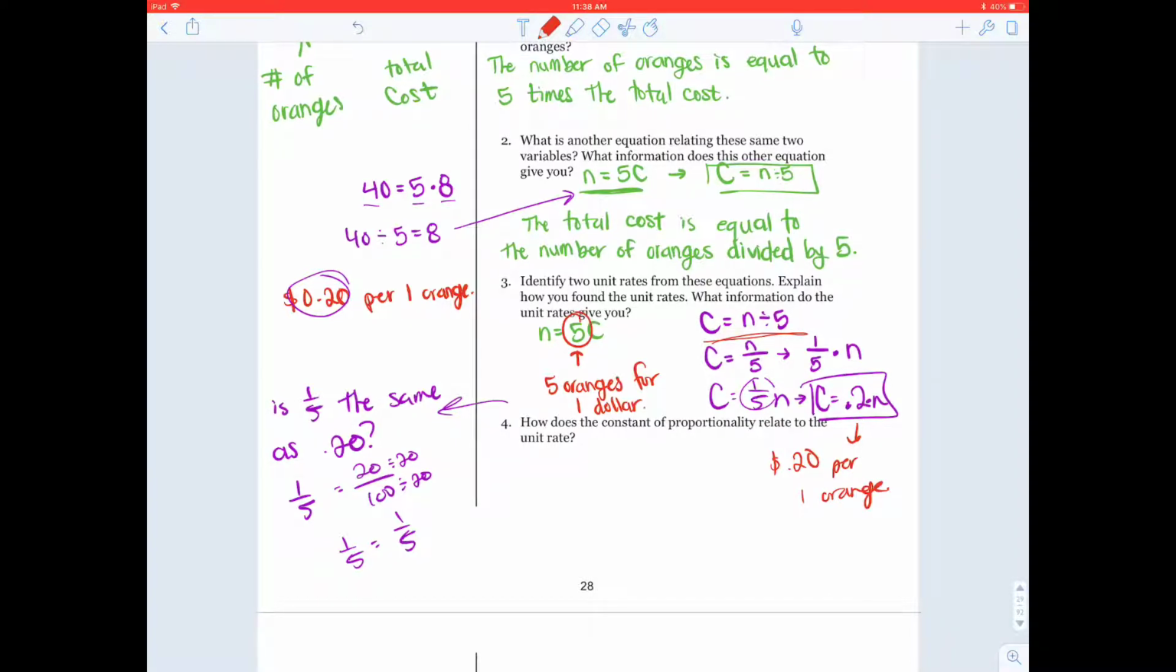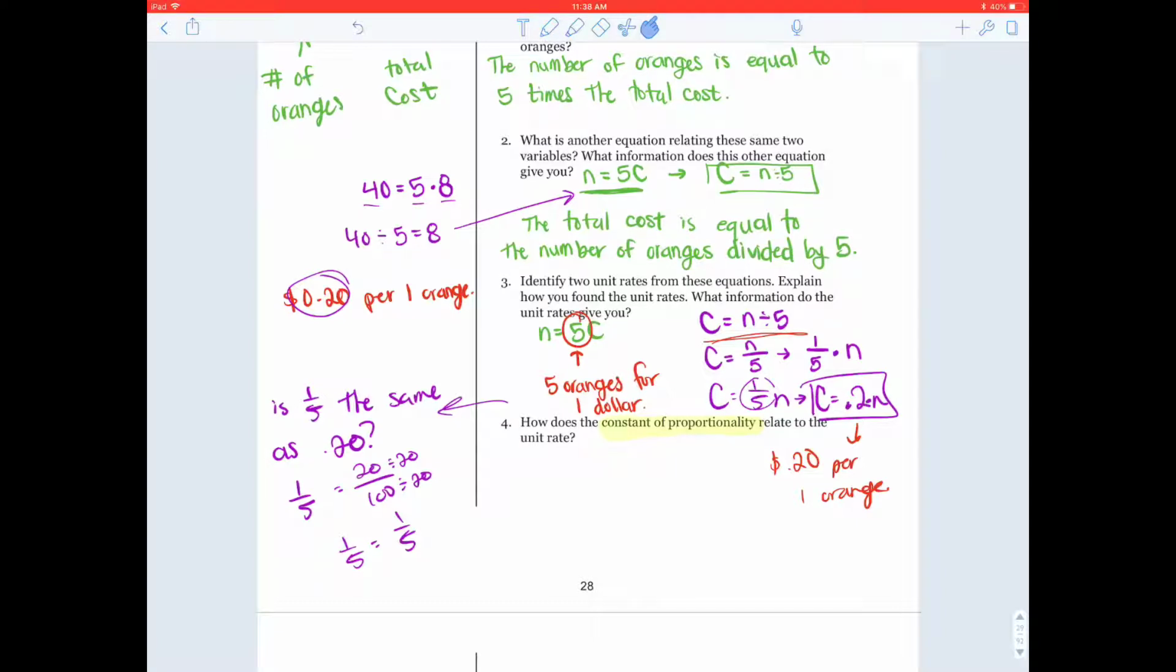Woo, that was tough. Okay. Last question on this page. How does the constant of proportionality relate to the unit rate? Remind ourselves, what is the definition of the constant of proportionality? Take a look back at the vocabulary.